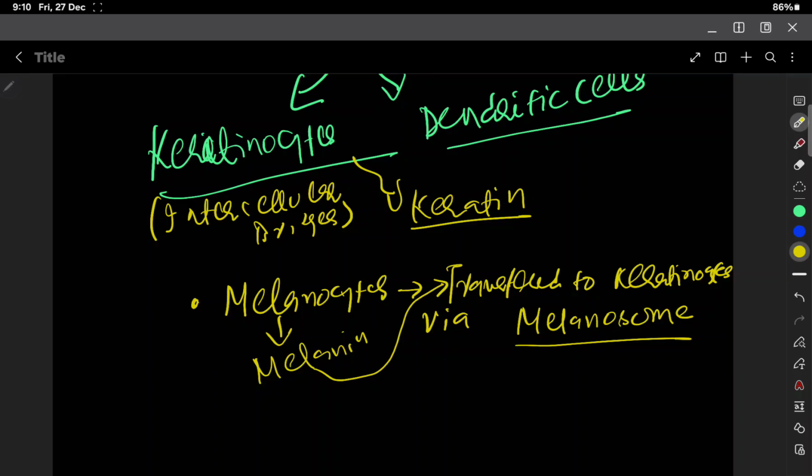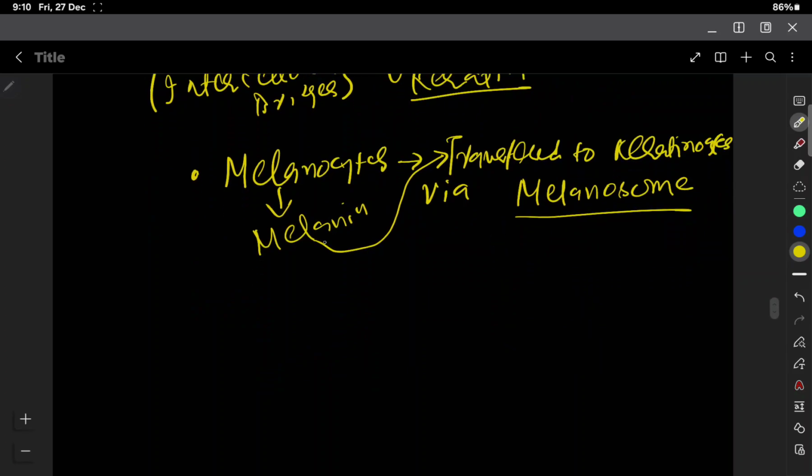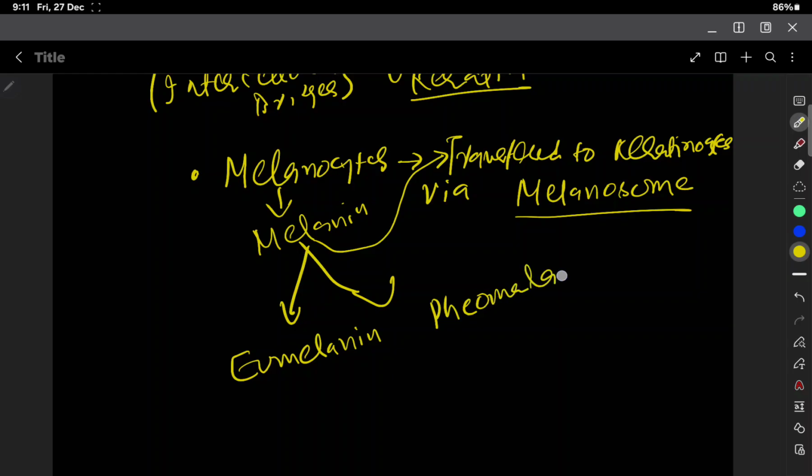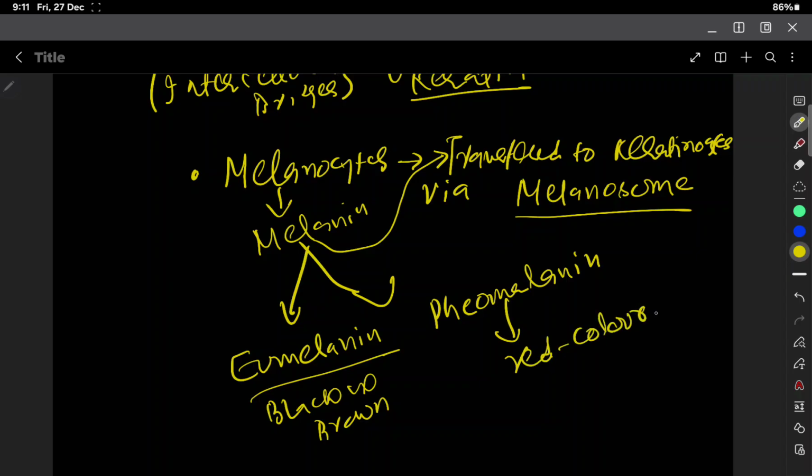Then two types of melanin are present. One is called eumelanin, and the second is called pheomelanin. Eumelanin can be black and brown, while pheomelanin gives the red color to the skin.